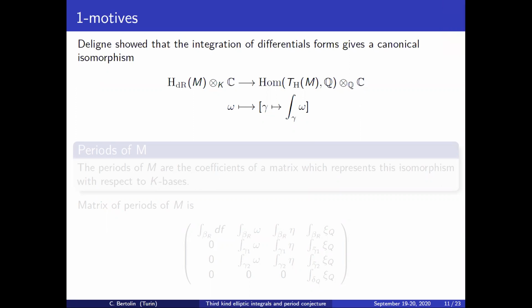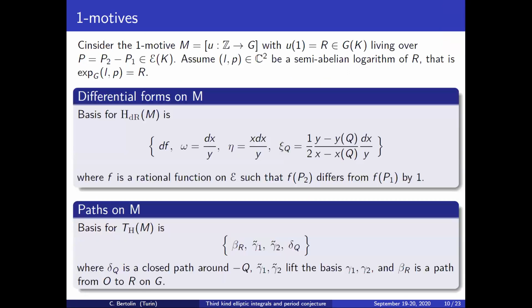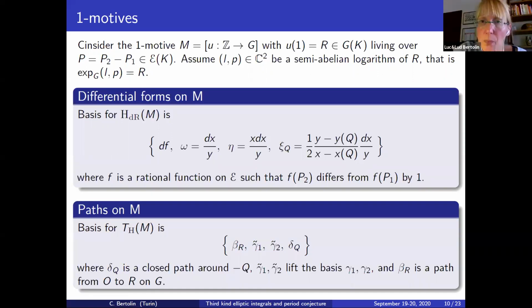Sorry, can you say again what the point R was? Q corresponds to the extension. Q gives rise to the extension, and the point R is living in G. And since G is an extension of E, the elliptic curve, by G_m, this point R lives above P.